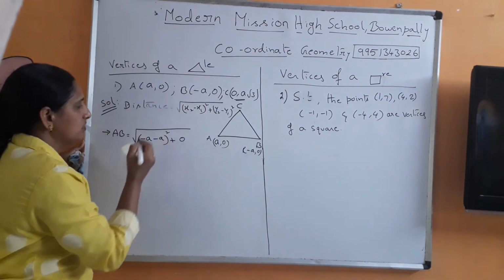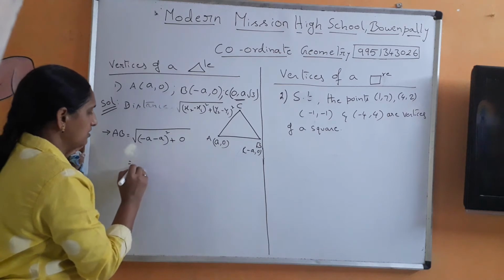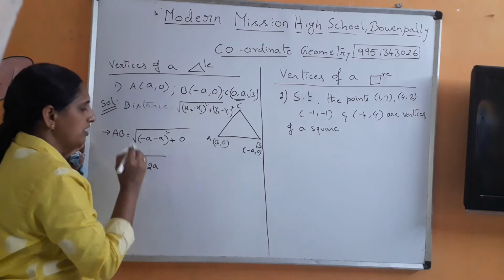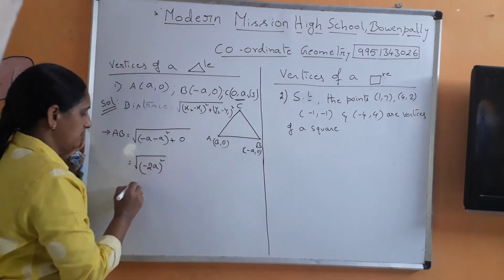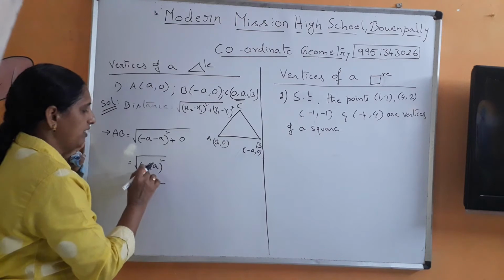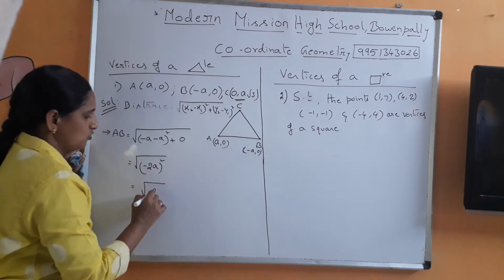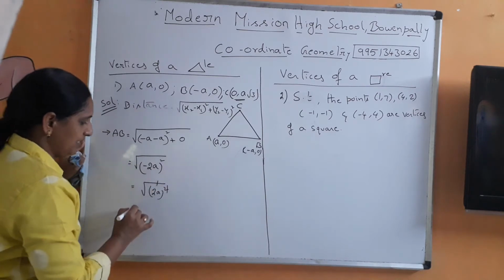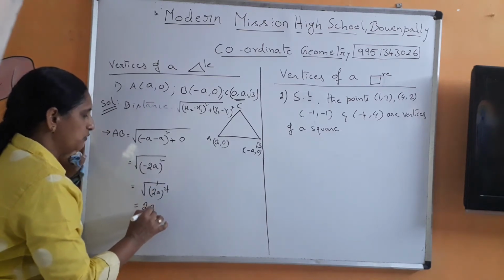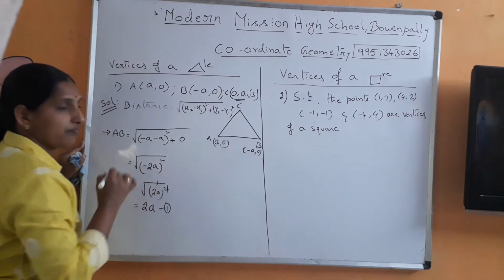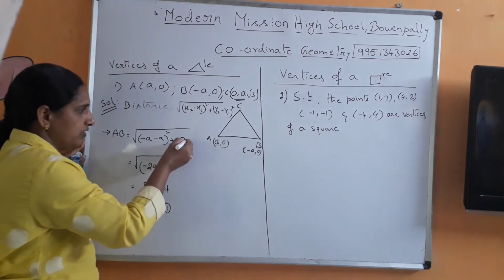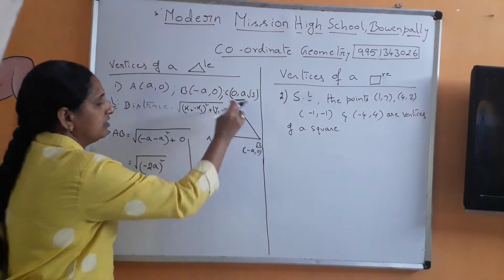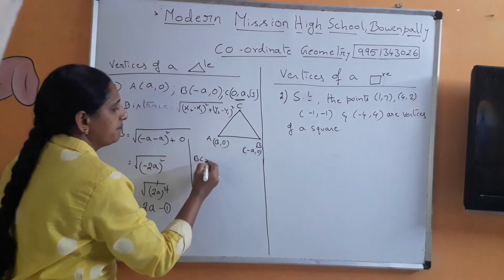So again the root and square will get cancelled, but within the root you are going to have minus a minus a, that is minus 2a whole square, which is equal to plus, so 2a whole square. The whole square and square root will get cancelled. This is 2a. Let it be equation 1. So AB is done. Let us find out BC.